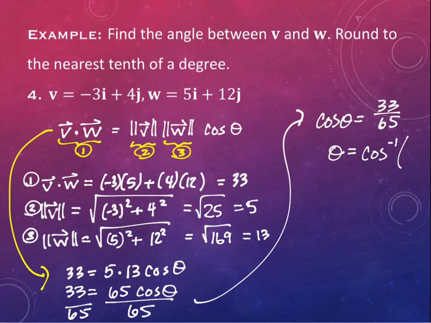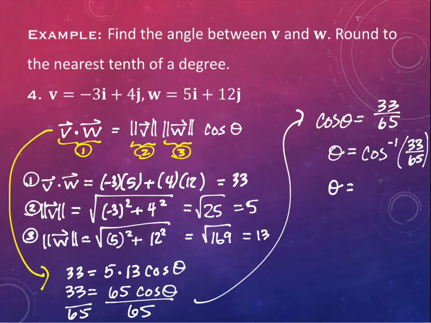You guys need to have more faith in yourself sometimes. Just go for it. 33 over 65. We do need to be in degrees. We're working with degrees here. And it says we're rounding to the nearest tenth. That means 1 decimal. So if I take this, I don't even think I did that on my paper actually, which is fantastic. If I take this and I do the inverse cosine of 33 over 65, what do I get?